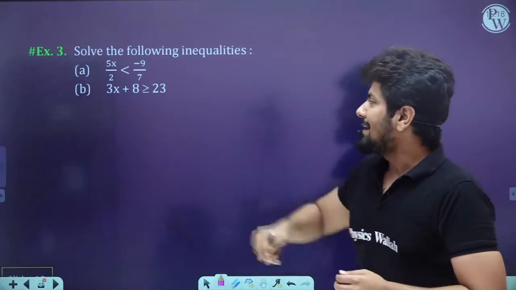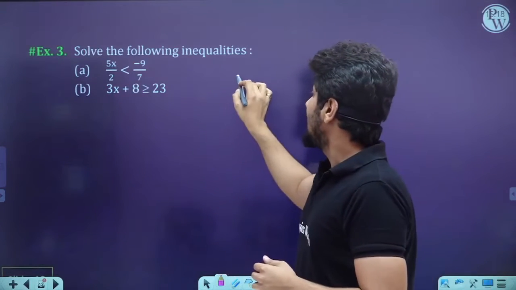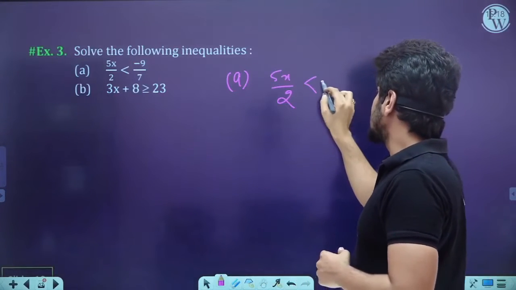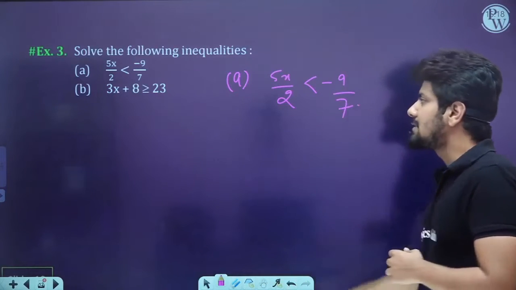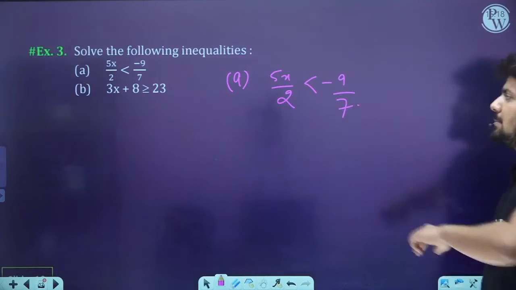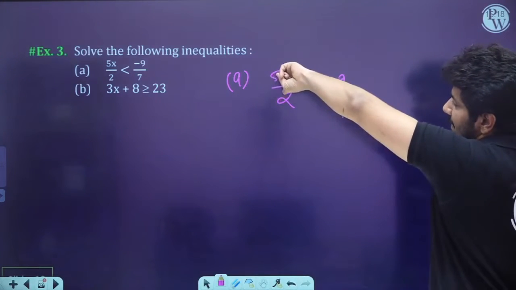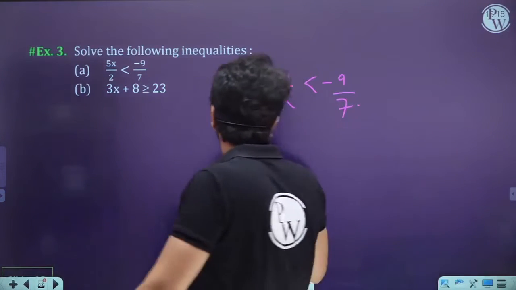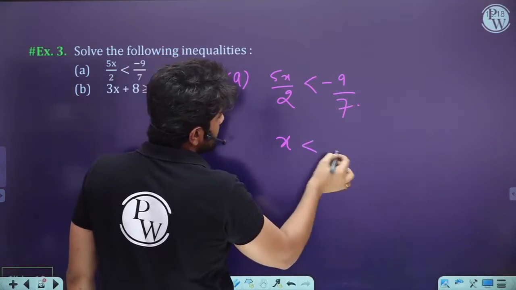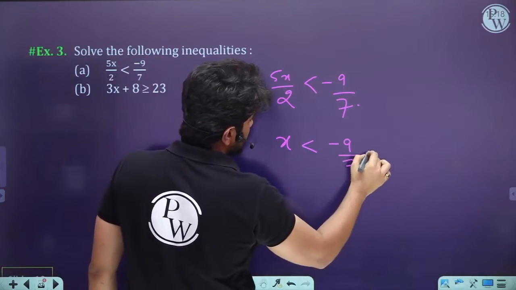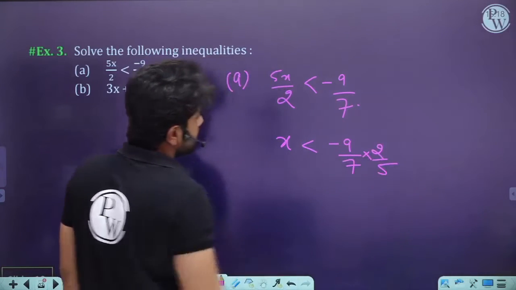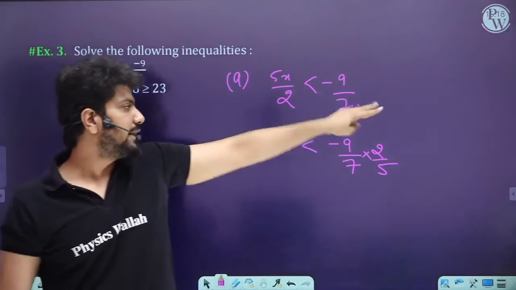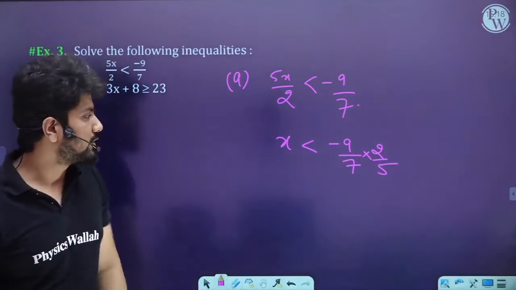Okay, so 5x by 2 is less than minus 9 by 7. 5x by 2 less than minus 9 by 7. What can you say about x? So simply multiply, basically divide by 5 by 2 or multiply by 2 by 5 on both the sides. So x is less than minus 9 by 7 multiplied by 2 by 5. Basically you are dividing by 5 by 2, right? Dividing by 5 by 2 or multiplying by 2 by 5, whatever you can say.